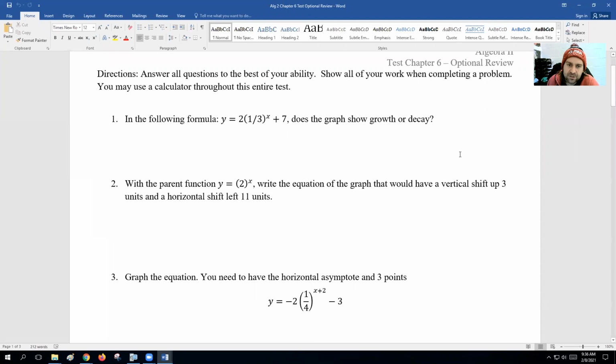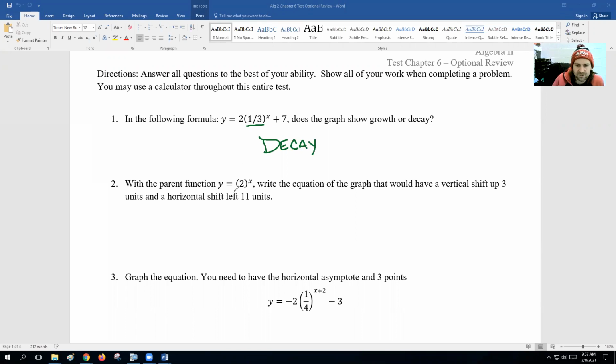First one here is to determine whether this function shows growth or decay. I guess what you can always do is just type it into a calculator and see graphically, does it go up or does it go down? The other way to look at the formula, though, is if you just look at the b number, the number in the parentheses here, if that number is less than 1, that is a decay. If it was bigger than 1, it'd be a growth.